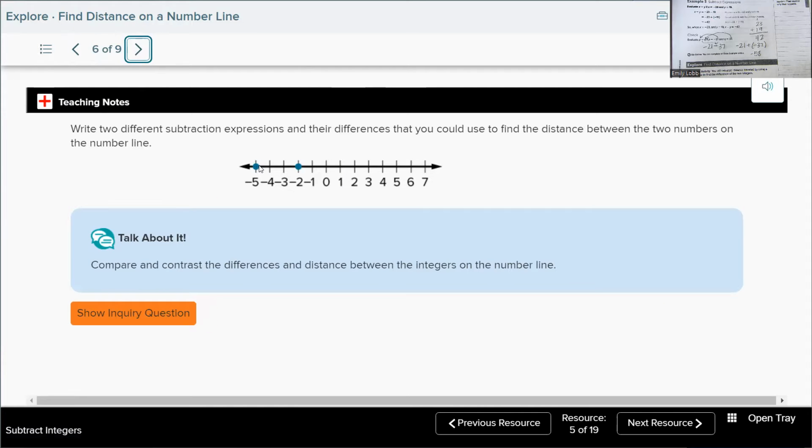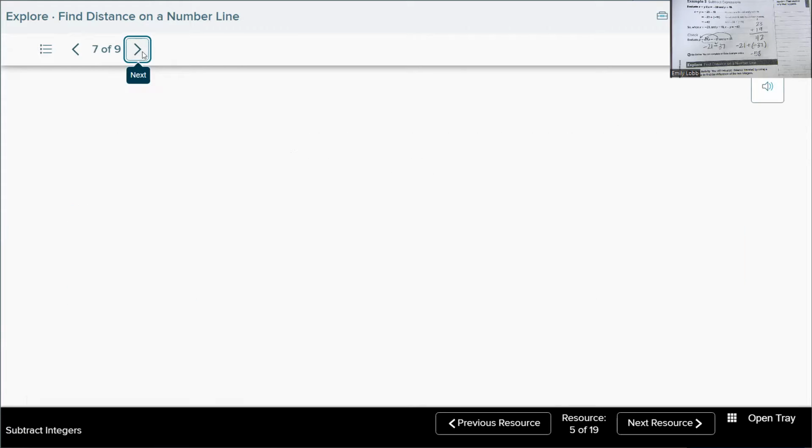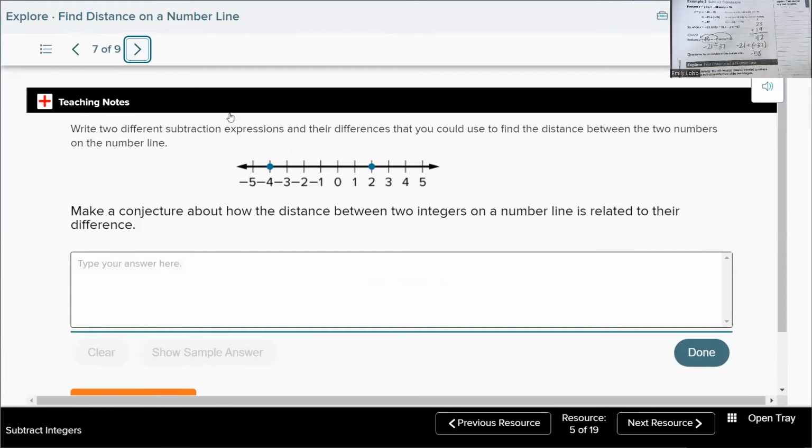So let's look here. What's the distance between -5 and -2? 3. Also 3, right? We would jump 1, 2, 3 places to the right, which would be +3, or you could jump 3 places to the left, which would be -3. I know this is weird for you guys to think through.